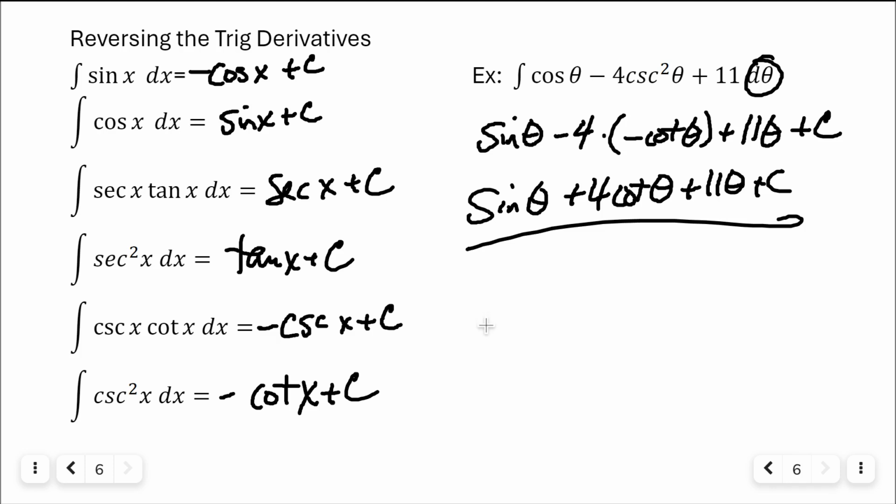And that's it. That's how you go backward. We already know how to go forward, which puts us at a huge advantage.